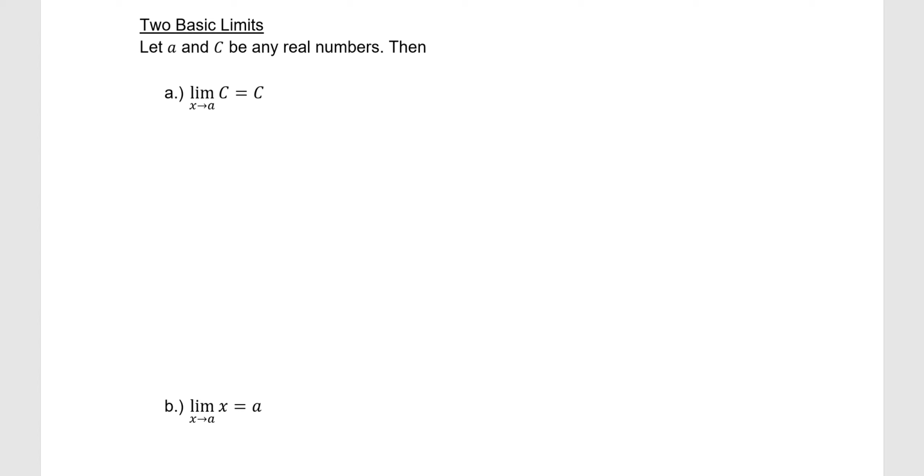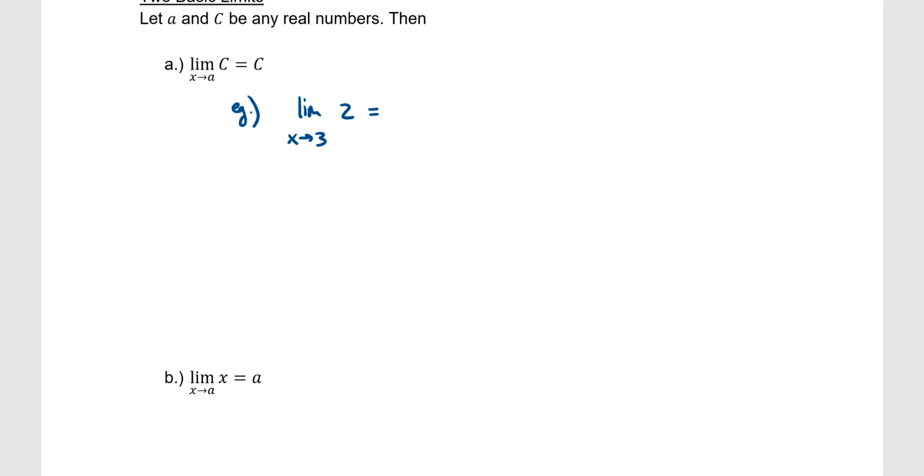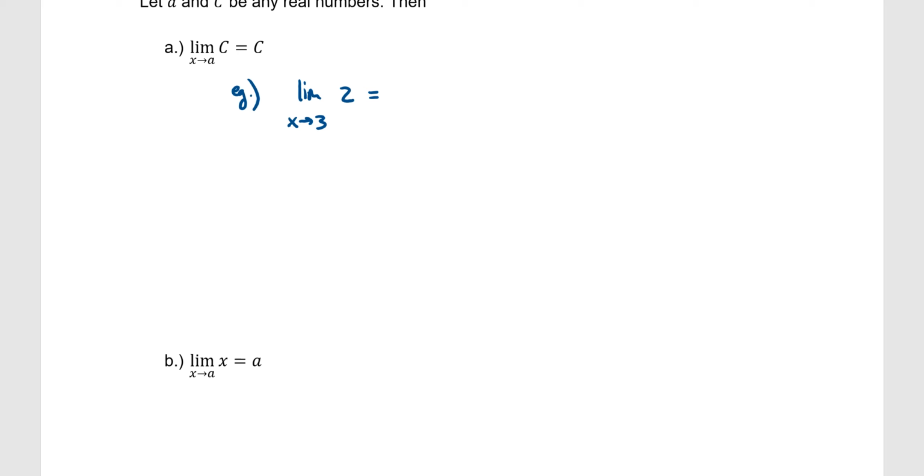And let's just see an example. Let's say we have the limit as x approaches 3 of 2. So based on this rule, our answer is going to be 2, right? But let's see what this means graphically. So 2 is our function in this case. So that means f of x equals 2. If we graph that, we have y equals 2 or f of x equals 2. That's just a horizontal line at y equals 2.